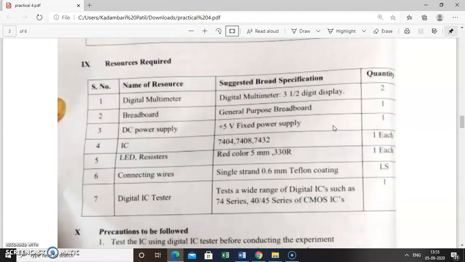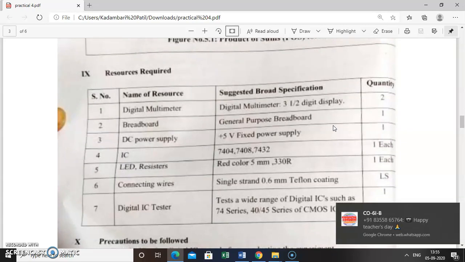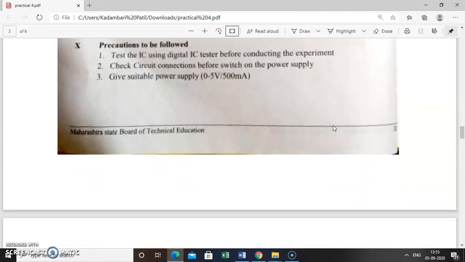Now we can see what things are required. We require a breadboard, DC power supply, and ICs, of types like 7404 and 7408. These are the ICs, and LEDs are also required. So we can see some of the procedure here.